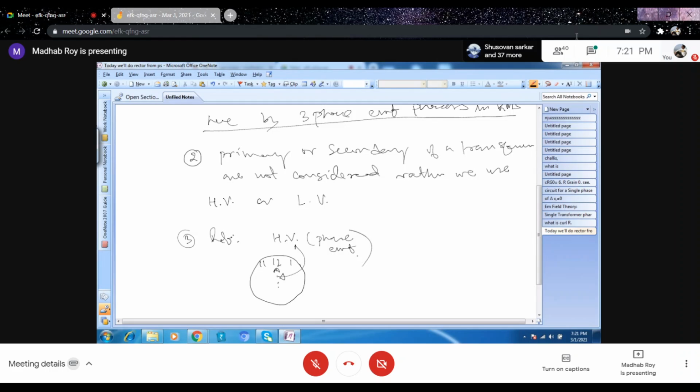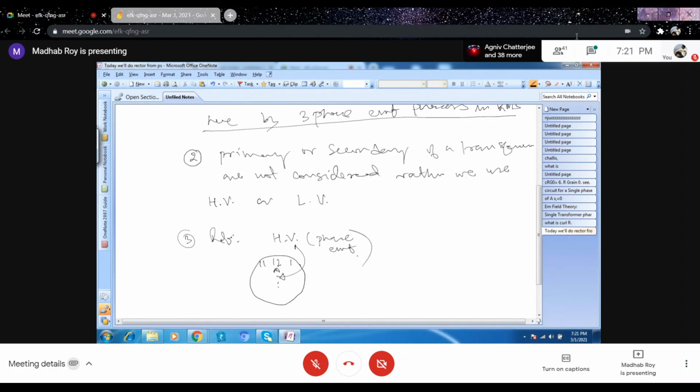Not the line. You cannot refer to line, only phase. If an actual phase is available, then you have to refer to the actual phase. If it is not available, then you have to consider the virtual phase. Actual phase is generally available in the star connection, and other connections will be discussed later. In the delta connection, actual phase voltage is not available, so there we have to refer to the virtual one.